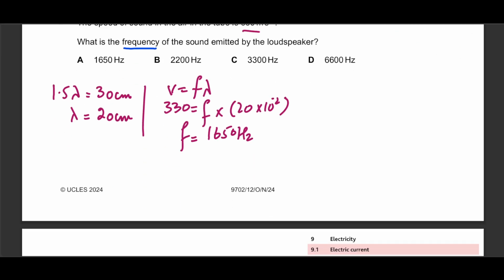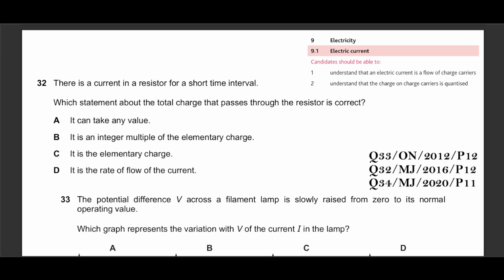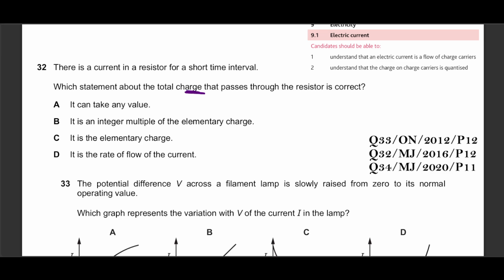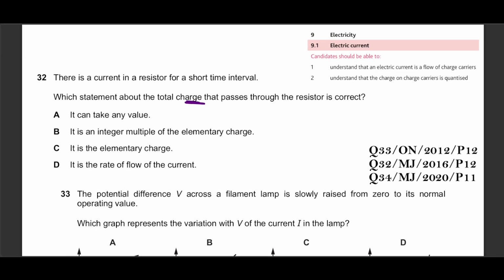Right? Okay. Now, the current in the resistor, for a short interval of time, there is a current. Which statement about the total charge that passes through the resistor is correct? You will find this topic's answer at this point in your syllabus: Topic 9, 9.1, point number 2, the charges are quantized.